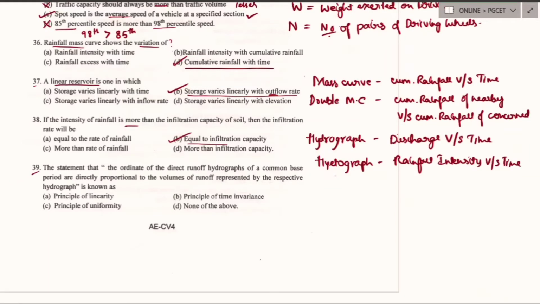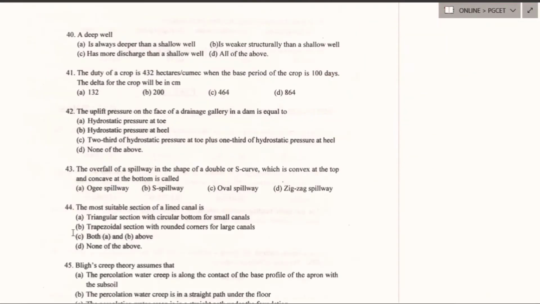Question number 39. The statement that the ordinates of direct runoff hydrograph of a common base period are directly proportional to volumes of runoff represented by the respective hydrograph is known as principle of linearity. Option A is the right answer. Question number 40. A deep well has a more discharge than shallow well. Option C is the right answer.